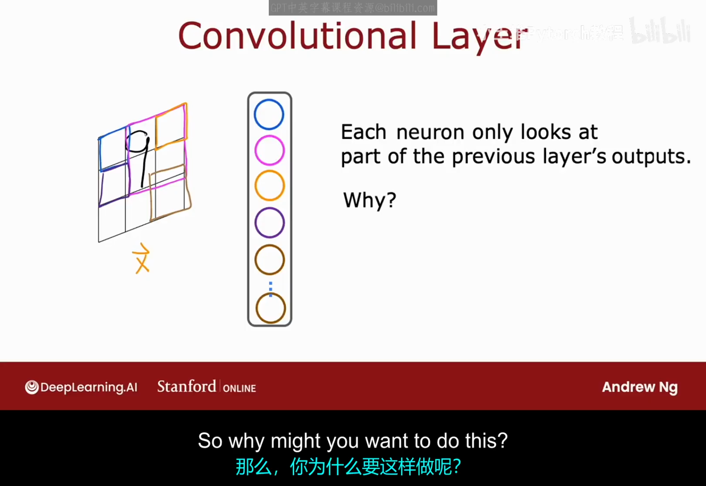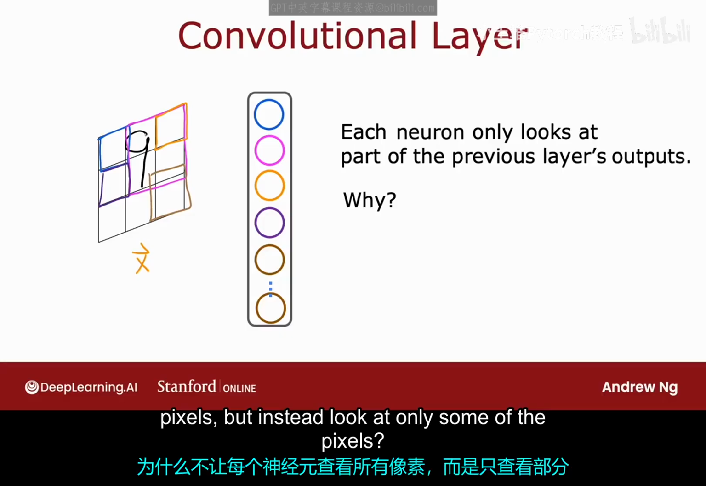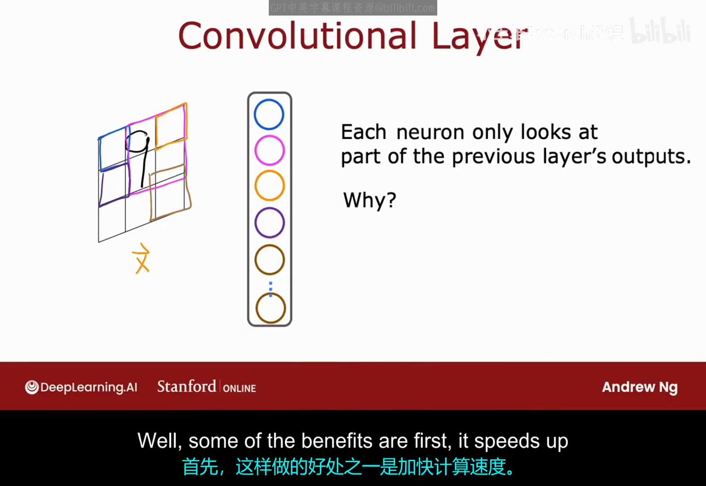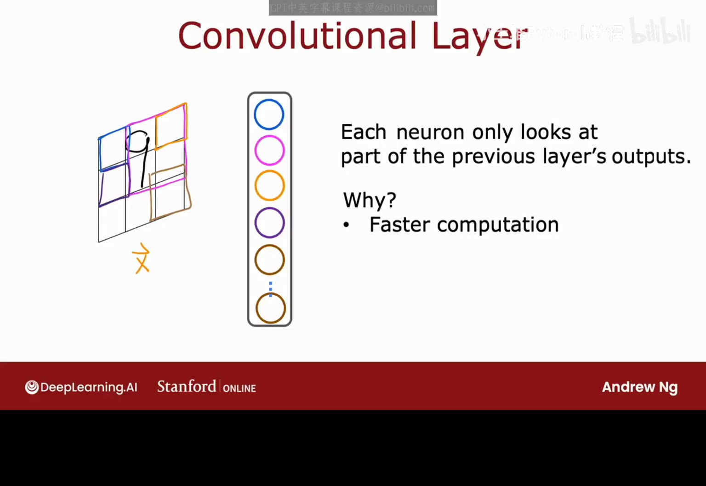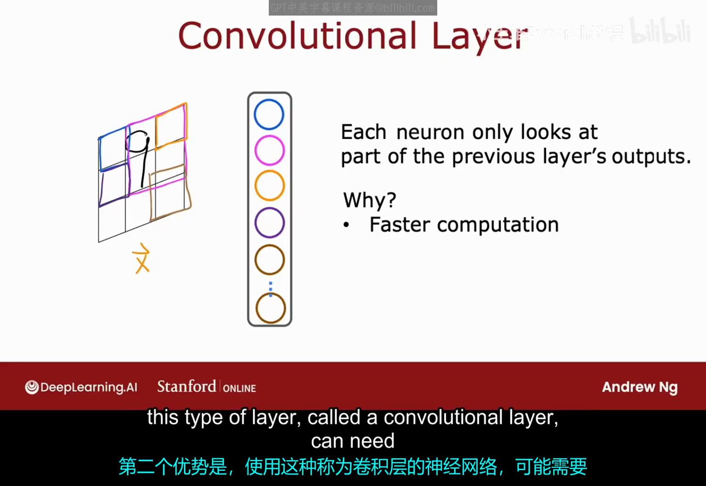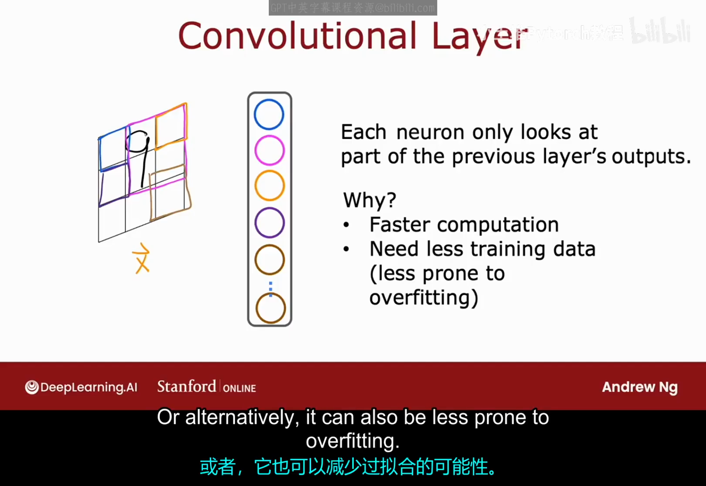So why might you want to do this? Why not let every neuron look at all the pixels, but instead look at only some of the pixels? Well, some of the benefits are, first, it speeds up computation. And the second advantage is that a neural network that uses this type of layer, called a convolutional layer, can need less training data. Or alternatively, it can also be less prone to overfitting.